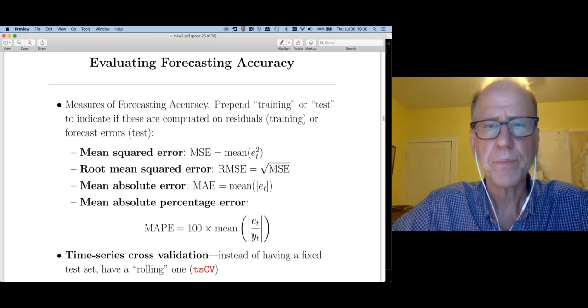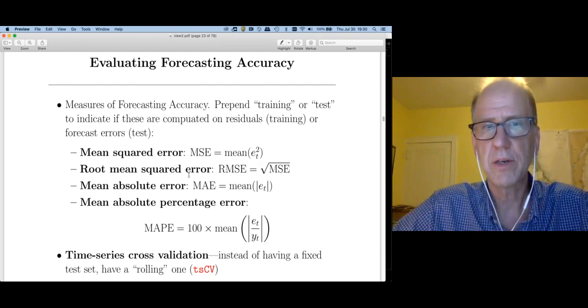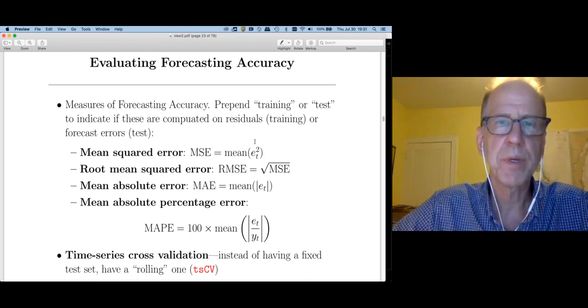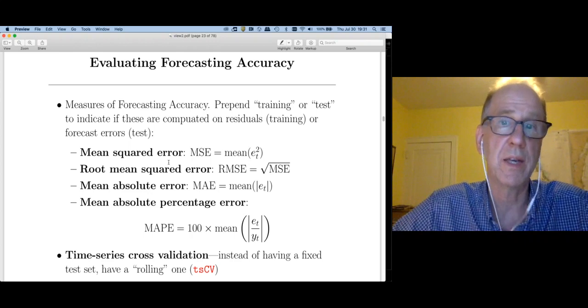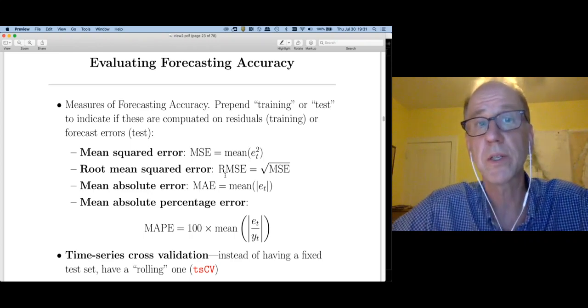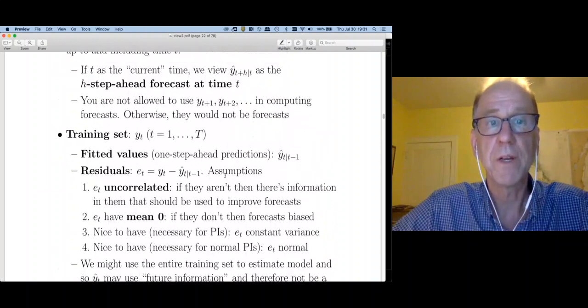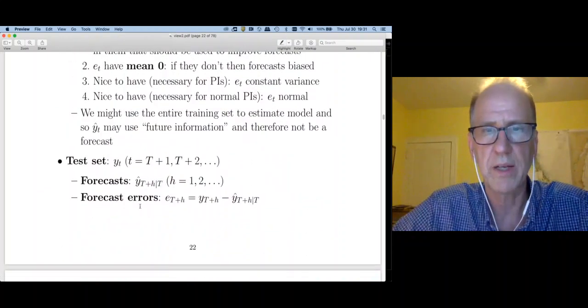All right, so we can compute these four measures either on the test set or the training set, and then I tend to prepend either training or test in front of it. So I'd say the test set mean squared error or the training set mean squared error, depending on whether I'm using the fitted values and residuals or the forecast and the forecast error.